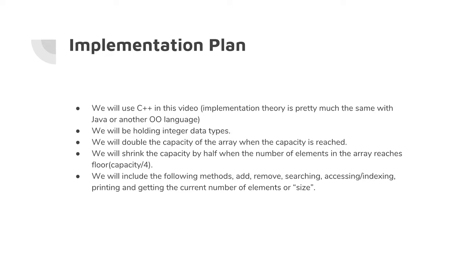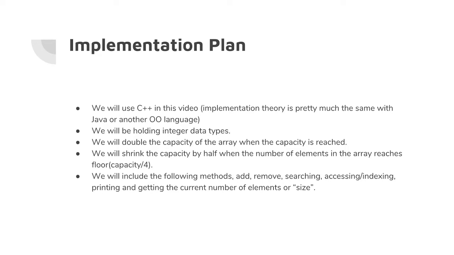Searching. We will have a searching function that allows us to search to see if a certain integer value is in our array. And if it is, we'll return the index location. Otherwise, we can return -1. And then we will have accessing/indexing, which is getting the value at a certain index, like the ArrayList get method at some index, or the vector with brackets of index. And then we'll also have a printing function to display what's inside the current array, and a function to get the number of elements currently in the array, or the size, such as when you call the vector size function or the ArrayList size function.